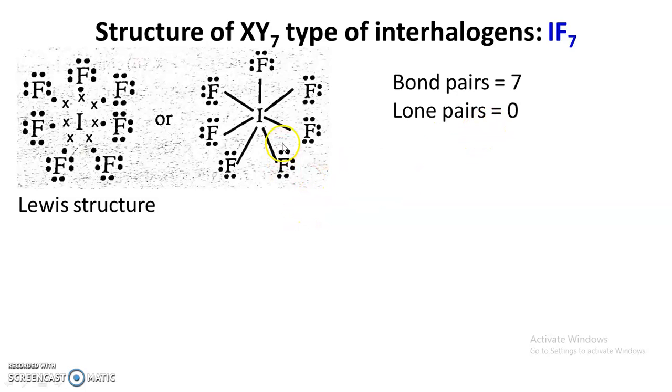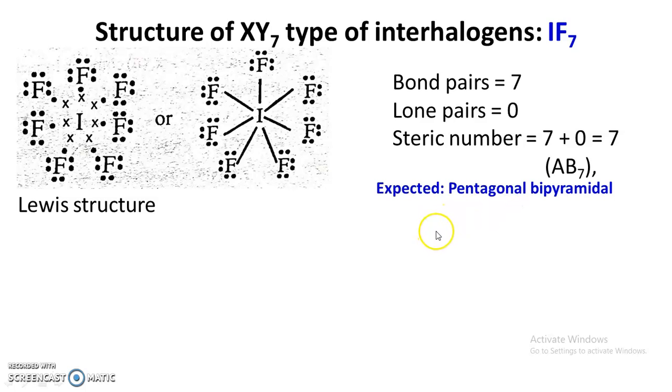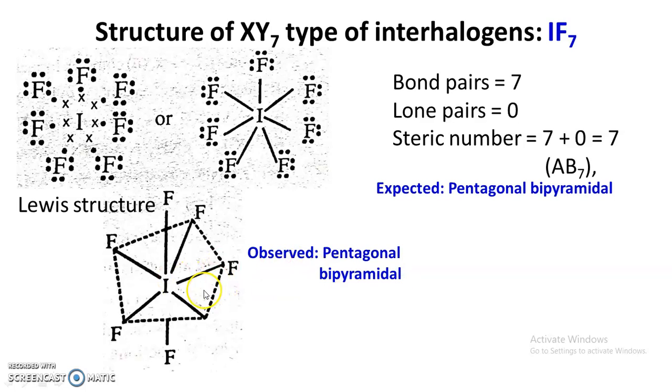And the number of lone pairs at iodine is equal to 0. All the electrons of iodine are involved in the formation of bonds, and therefore lone pairs are equal to 0. Steric number is 7 plus 0, that is equal to 7. So this is an AB7 type of molecule, and for an AB7 type of molecule, the expected geometry is pentagonal bipyramidal, where iodine is at the center and 7 fluorine atoms occupy the 7 corners of the pentagonal bipyramid. So the observed and expected geometry for iodine heptafluoride is the same.